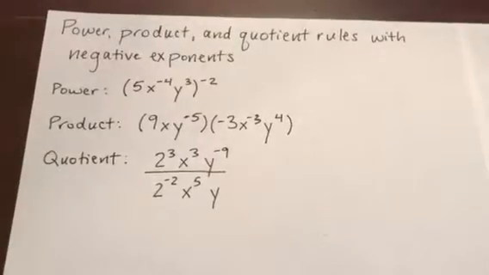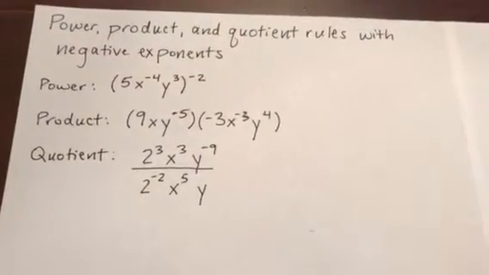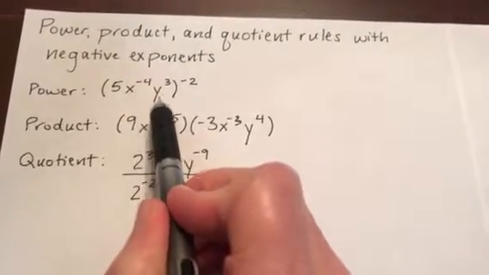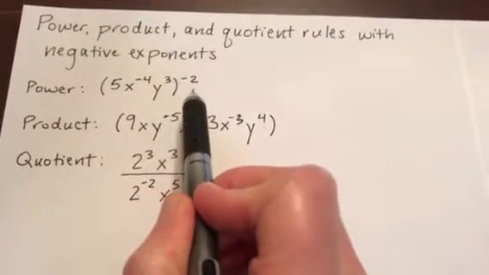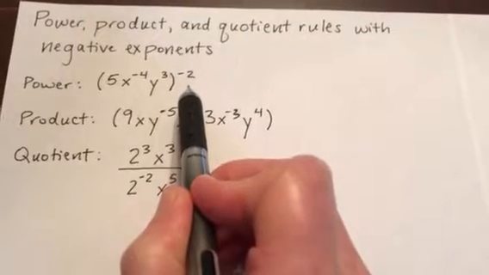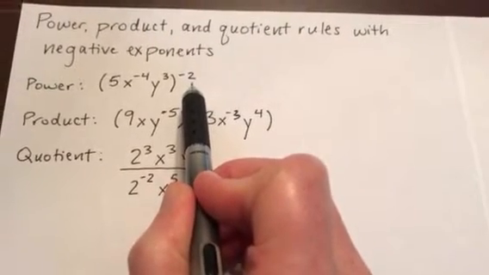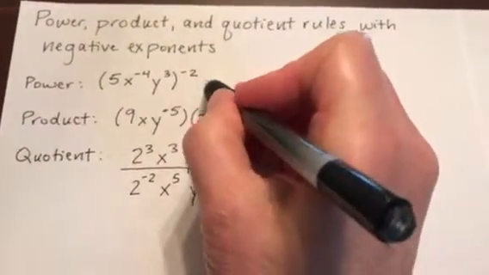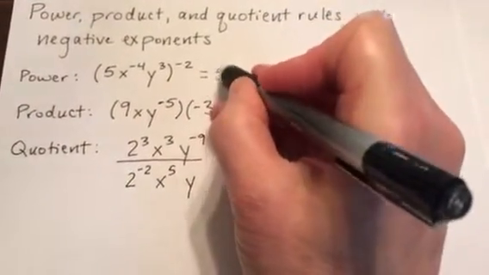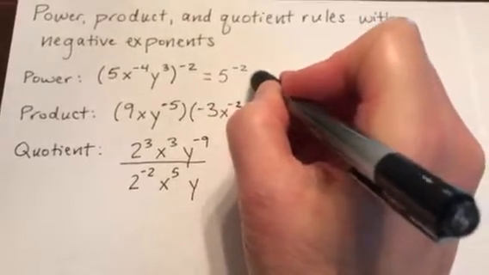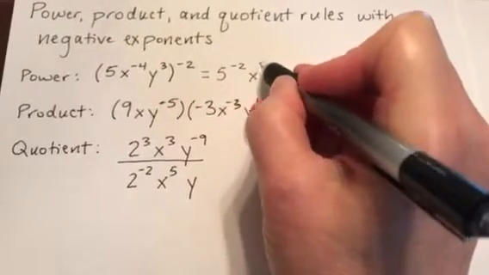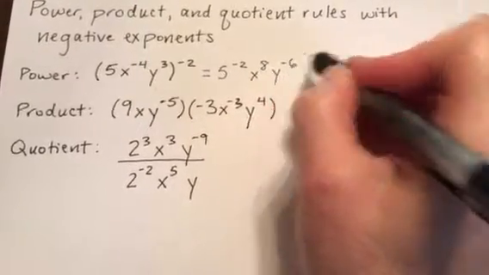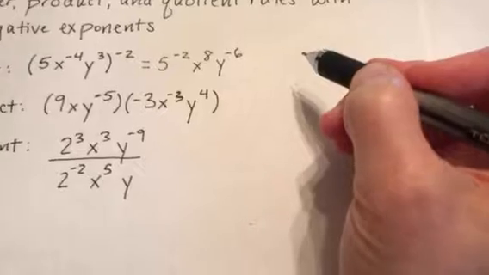into one problem. To illustrate the power rule, we have 5x to the negative 4, y to the third, raised to the negative 2 power. What we do is we apply this negative 2 exponent to each of the bases inside. And so we would have 5 to the negative 2, x to the positive 8, y to the negative 6. Then we need to simplify that.